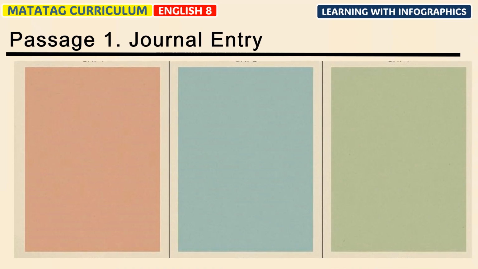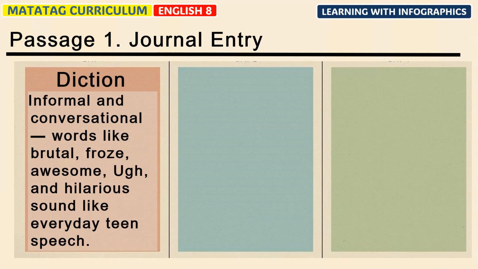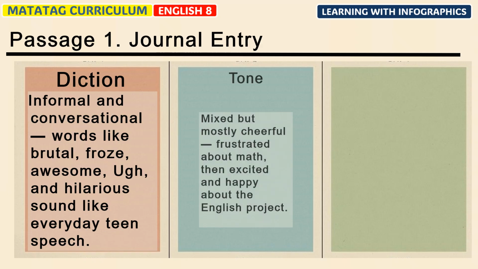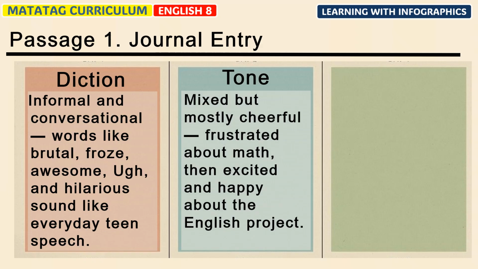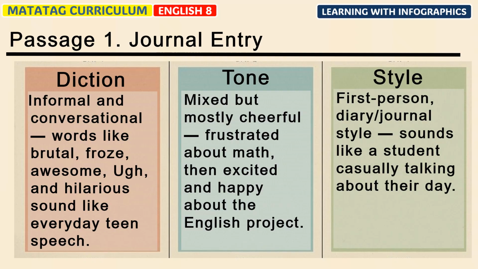In this passage, the diction is informal and conversational. Words like brutal, froze, awesome, ugh, and hilarious sound like everyday teen speech. The tone is mixed but mostly cheerful. Frustrated about math, then excited and happy about the English project. And the style is first-person diary or journal style. Sounds like a student casually talking about their day.